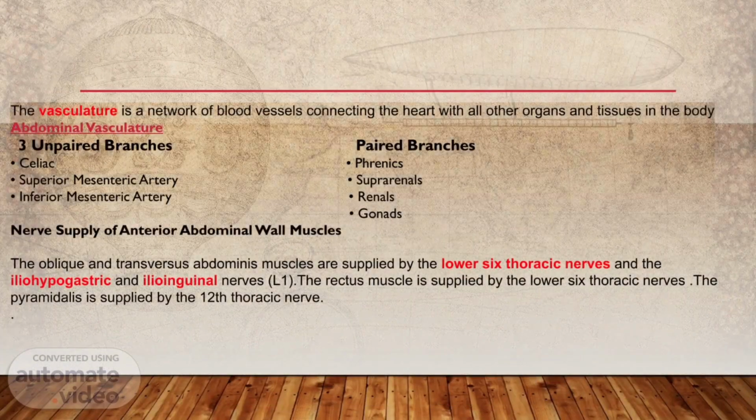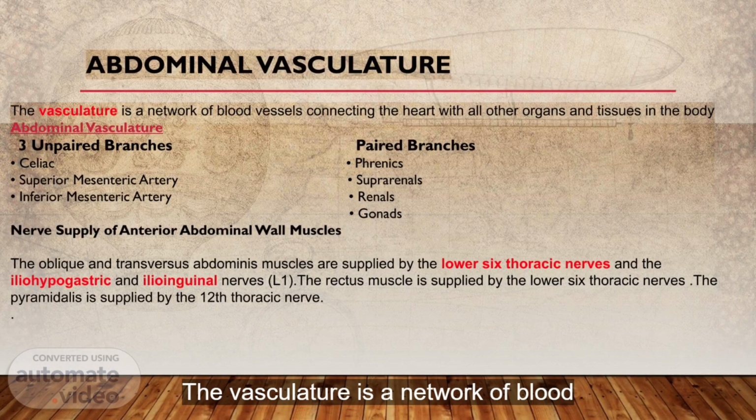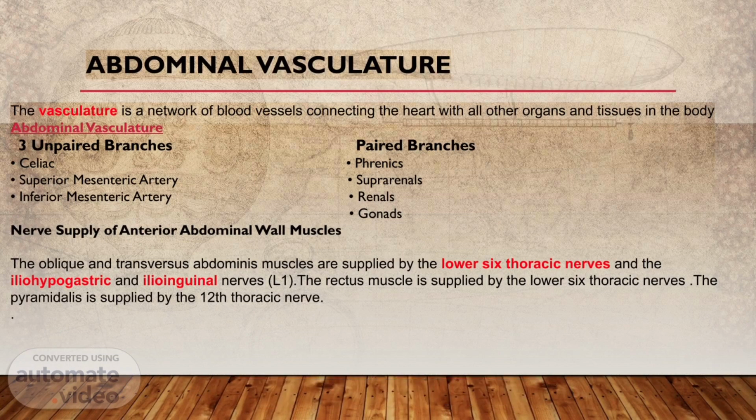Abdominal vasculature. The vasculature is a network of blood vessels connecting the heart with all other organs and tissues in the body. Abdominal vasculature. 3 unpaired branches: celiac, superior mesenteric artery, inferior mesenteric artery. Paired branches: phrenics, suprarenals, renals, gonads.